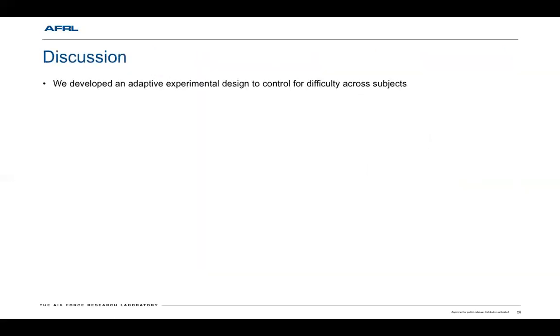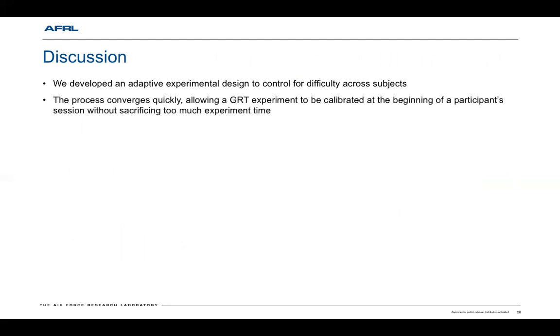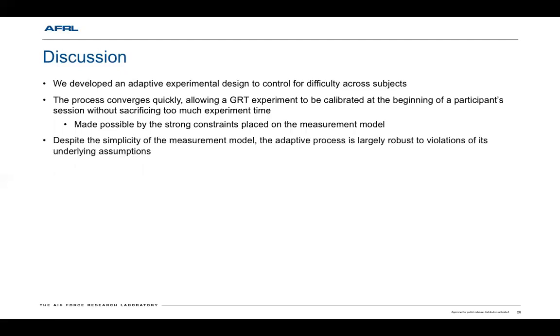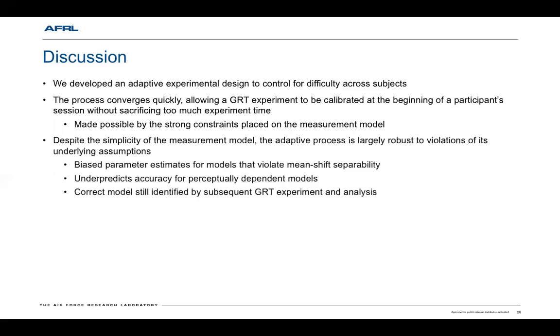In summary, we developed an adaptive procedure that permits a GRT experiment to be quickly calibrated to the individual subject at the beginning of the experimental session. This allows perceptual independence and separability to be more efficiently evaluated during the main GRT study. Although the efficiency of our adaptive method is due to strong constraints we placed on the underlying measurement model, it is largely robust to violations of these assumptions. Even where the assumptions led to biased parameter estimates, the procedure was still able to recommend reasonable stimuli to use in the GRT experiment, and later statistical inference was able to recover the correct subject model.